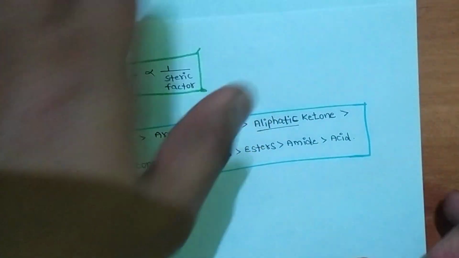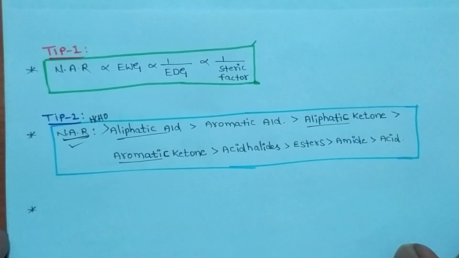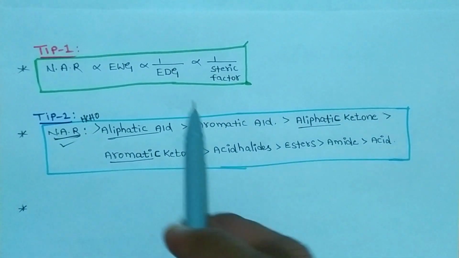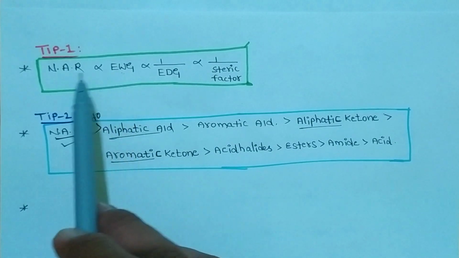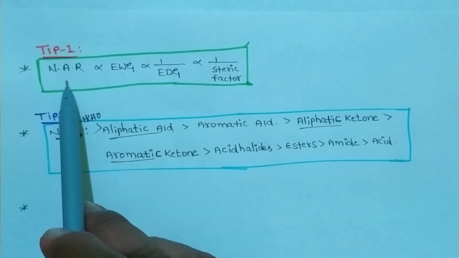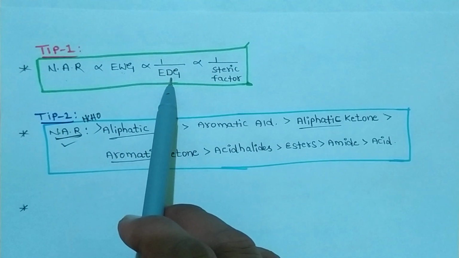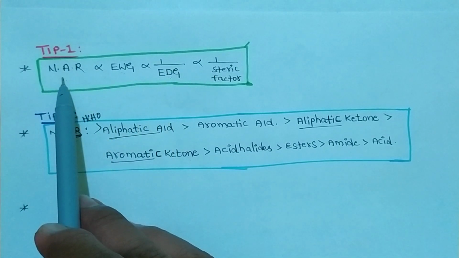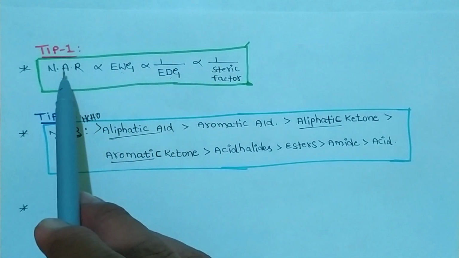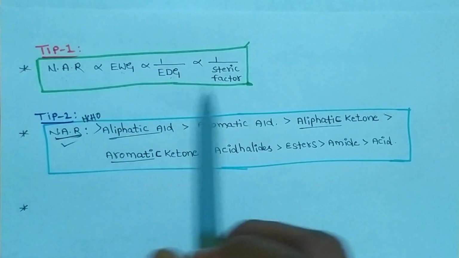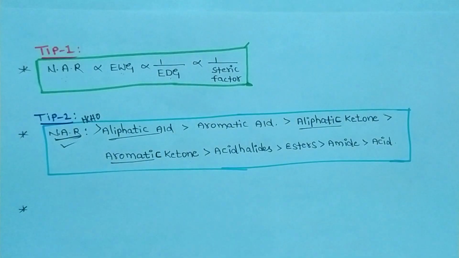Tips for these nucleophilic addition reactions: nucleophilic addition reactions are favorable with electron withdrawing groups. The more the withdrawing group, the more the nucleophilic addition reaction. If electron releasing groups are present, nucleophilic addition reactions will be less. If the steric factor is more, nucleophilic addition reactions are less. That is tip number 1.